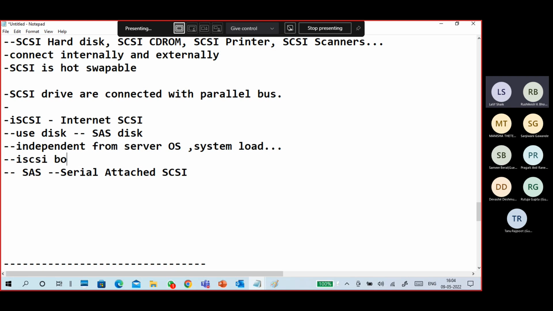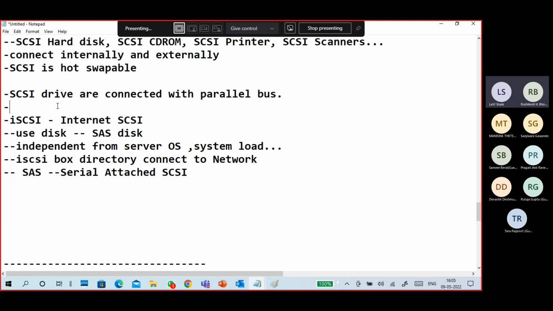With an iSCSI box, we can connect directly to the network. Okay, like this. But whenever we go to iSCSI, if possible I will show you the practical part. At that time, whatever I told becomes reversed.